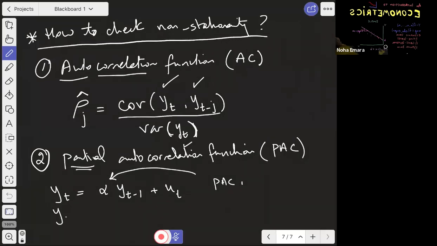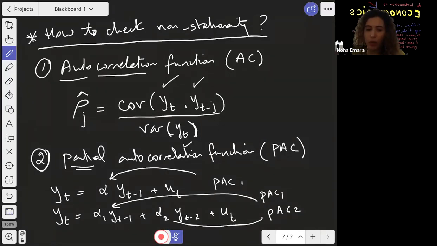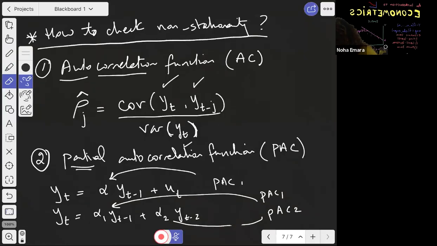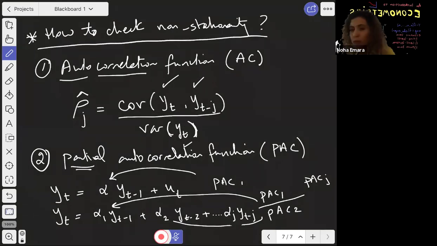What if I want to know the correlation between YT and YT minus 2, with an error term? So this one would be the partial autocorrelation 1, and this one would be the partial autocorrelation 2. And you keep going, so I can have alpha 1, alpha 2, and alpha J. So you can always expand this model, and let's say we expanded and we write it as plus alpha J times YT minus J. So this one would be the partial autocorrelation of today's value with the J's value, or the J's year, holding constant whatever years are in between. And remember we still have an error term, UT.